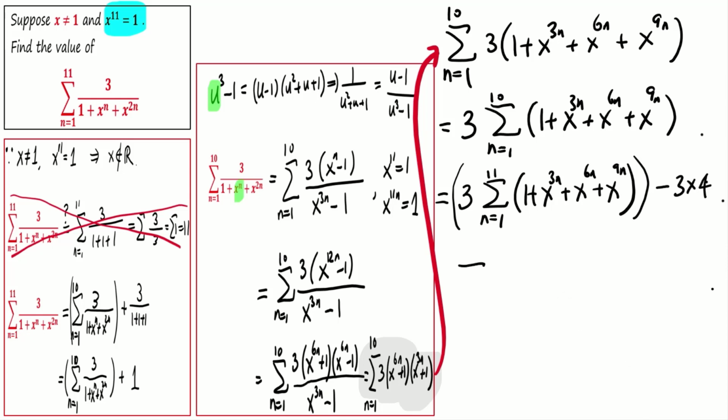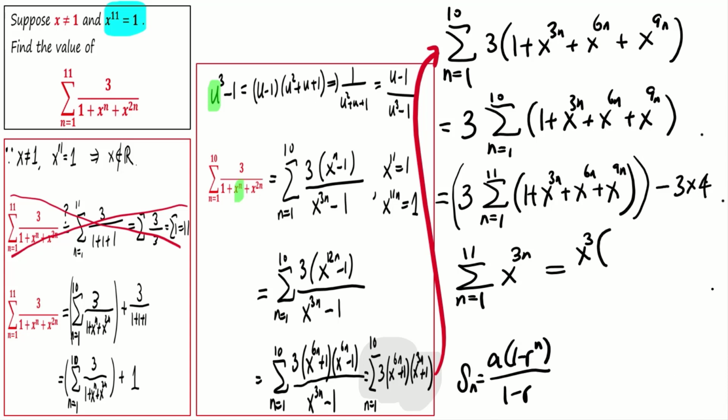Now, let's consider the summation of x to the power of 3n when n equals 1 to 11. This is just a geometric sum where the first term is x to the power of 3. Using the formula, it will be a times 1 minus r^n over 1 minus r. So a is equal to x^3, 1 minus r is also 1 minus x^3, and in this case, there are 11 terms. Now, x to the power of 11 is equal to 1, so x to the power of 33 also equals 1. Therefore, this sum is equal to 0.